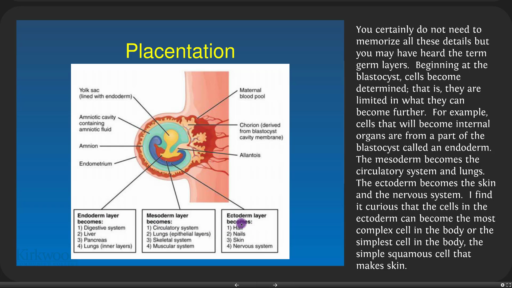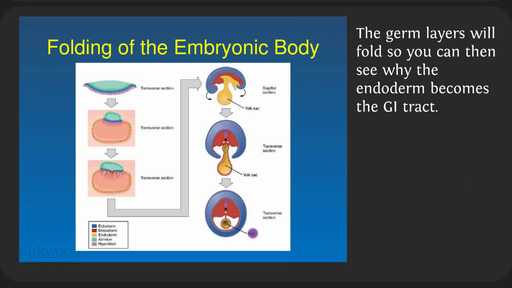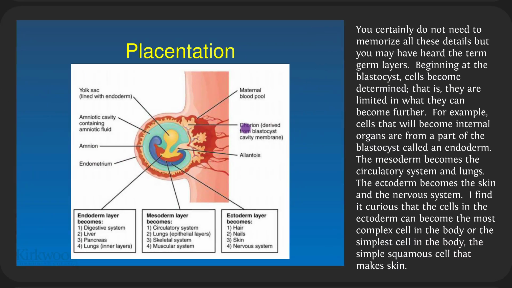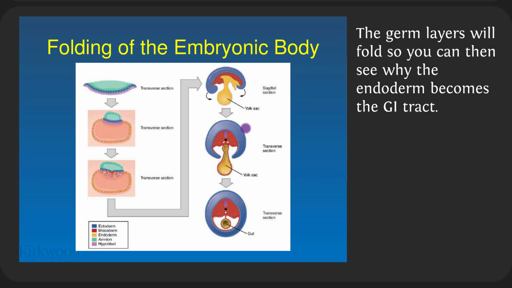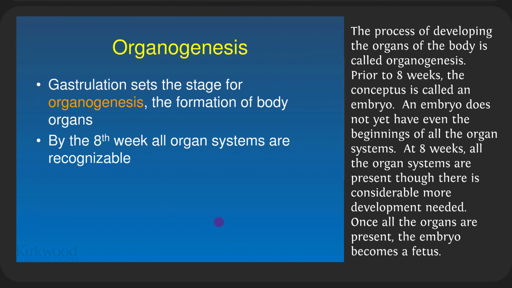it can't be something else. I also find it really curious that cells that are in the ectoderm are going to become either the most complex cell in the body, so a neuron, or one of the most simple cells in the body, the simple squamous cells that make skin. The germ layers are then going to fold, so you can see why the endoderm will become the GI tract. So the endoderm will fold and become the internal structures and the gut. The process of developing the organs of the body is called organogenesis.